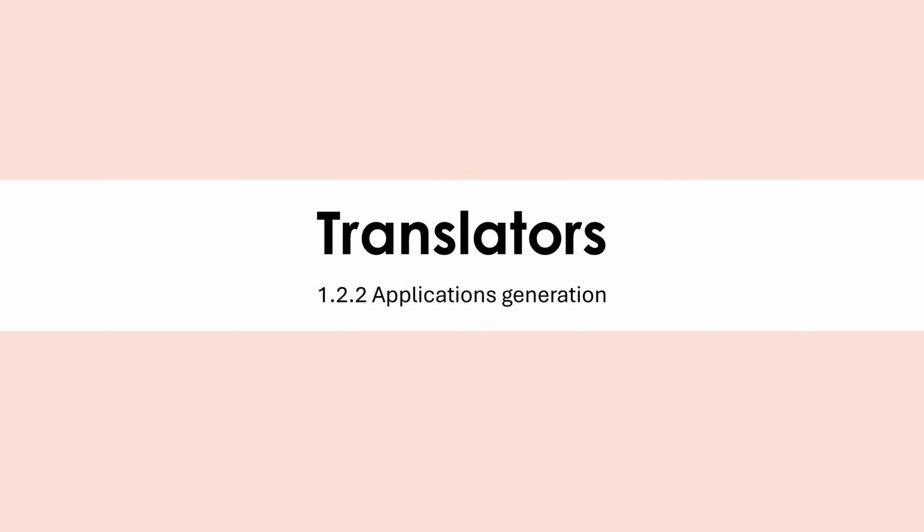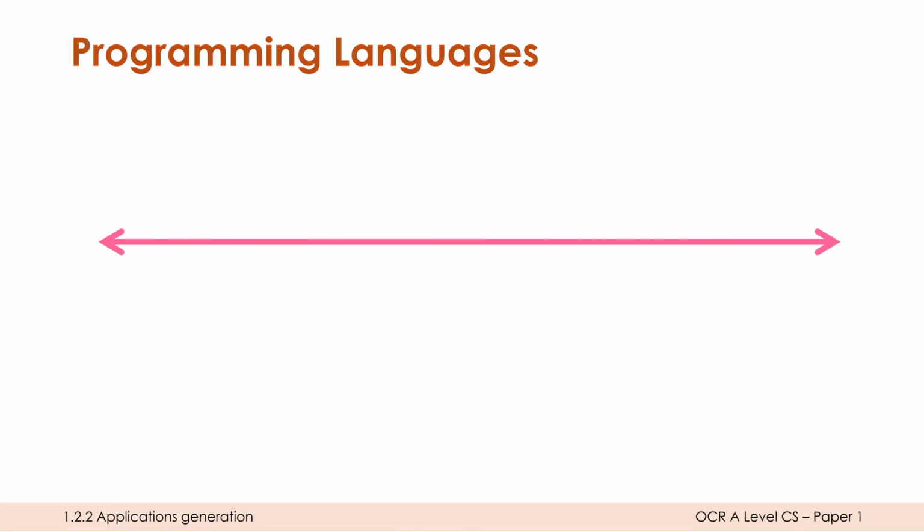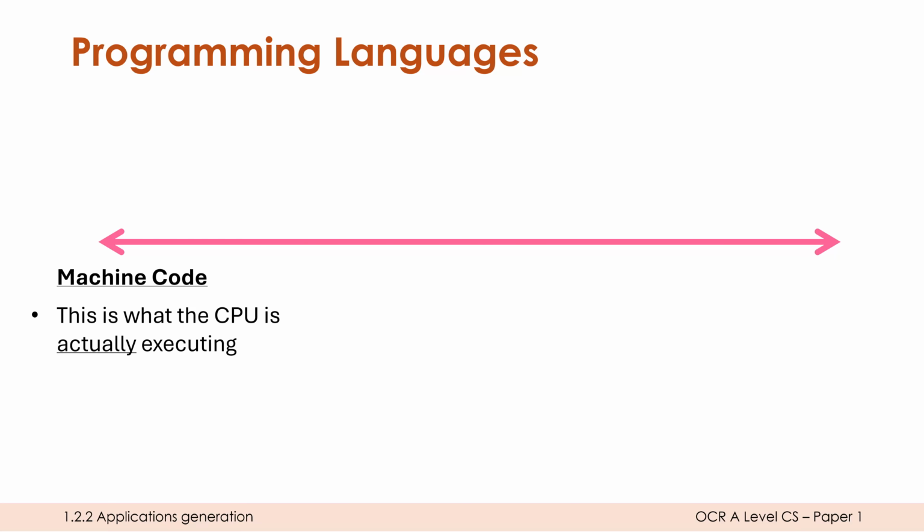Hi, we're now going to talk about translators and look at the three examples of translators you've got to know about for A-level. Before we do that, we've got to understand the purpose of a translator, and we've got different levels of programming language. At the bottom, so to speak, we've got machine code. Now, machine code is what the CPU is actually executing. It's pure binary, and that's ultimately what the computer is using.